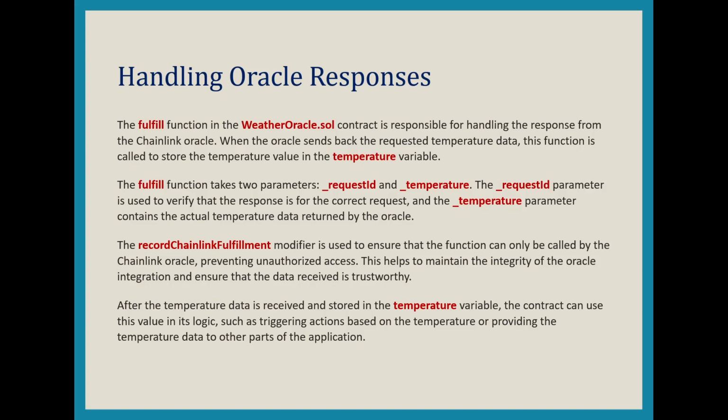The recordChainlinkFulfillment modifier is used to ensure that the function can only be called by the Chainlink Oracle, preventing unauthorized access. It helps to maintain the integrity of the Oracle integration and ensures that the data received is trustworthy. After the temperature data is received and stored in the temperature variable, you can use the value in your logic, such as triggering actions based on the temperature or providing temperature data to other parts of the application. You can do anything with it once you have received and stored it.